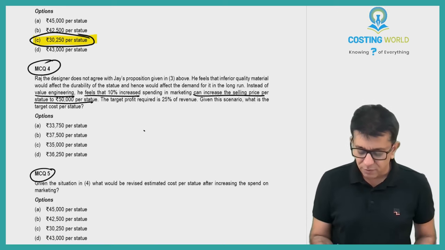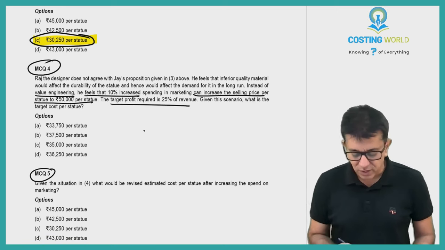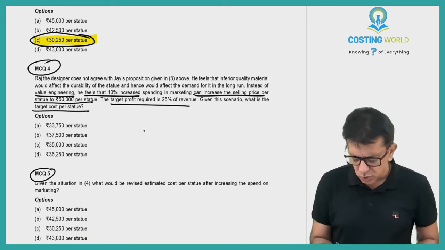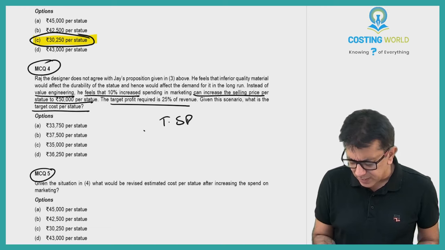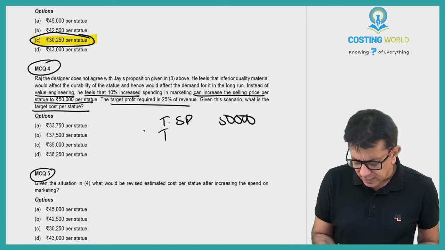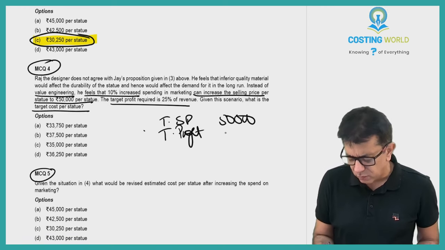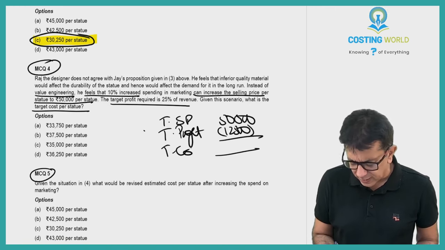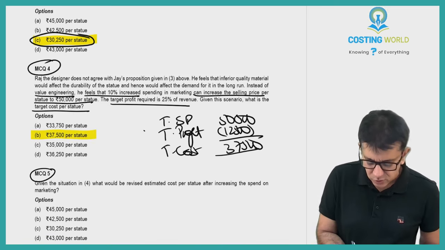The targeted profit is 25% of revenue. Given this scenario, what will be the target cost per statue? Same thing as your last question. Target selling price is 50,000. Target profit in this case, you again want 25%. So therefore 12,500. So therefore, targeted cost should be 37,500. I guess that should be your answer.